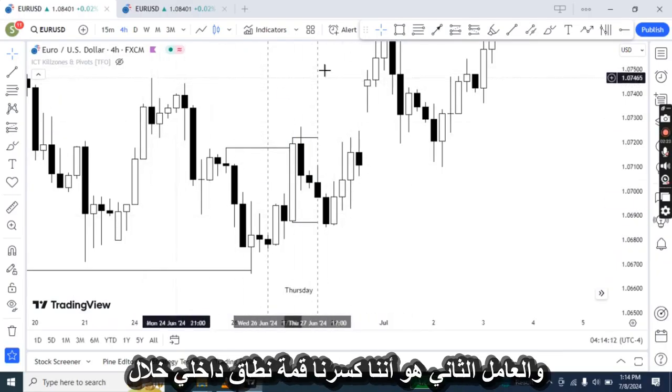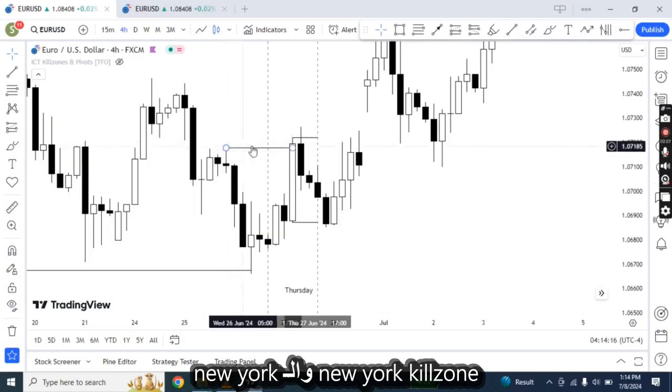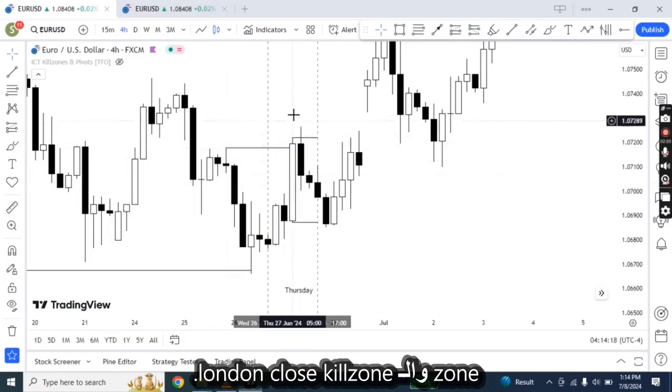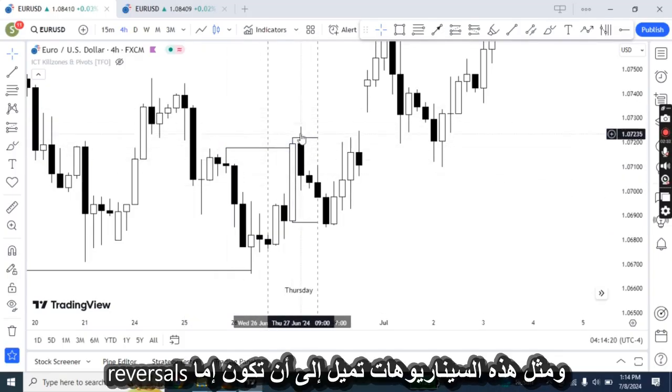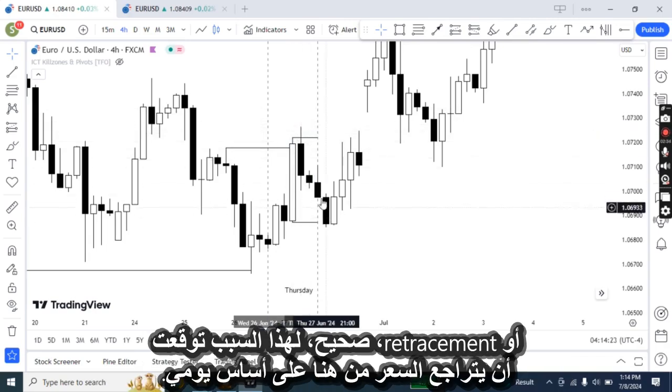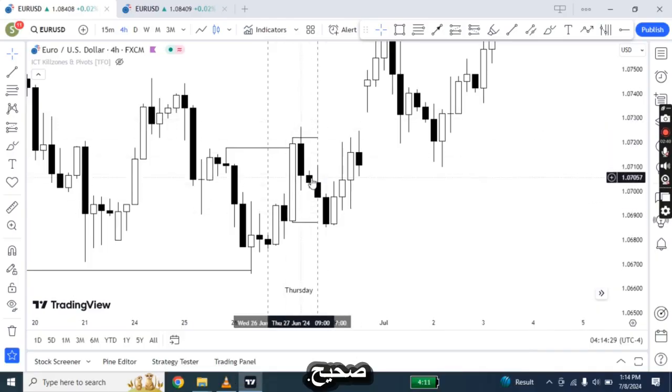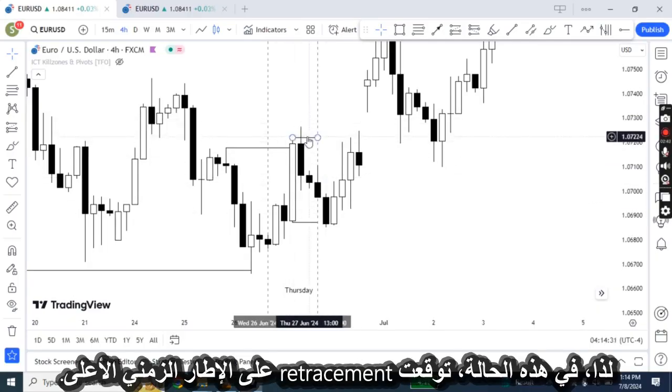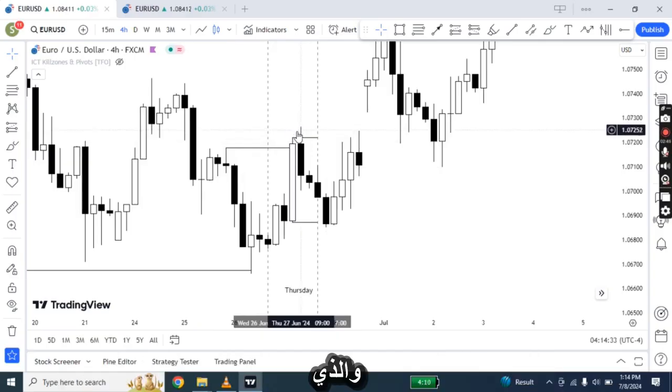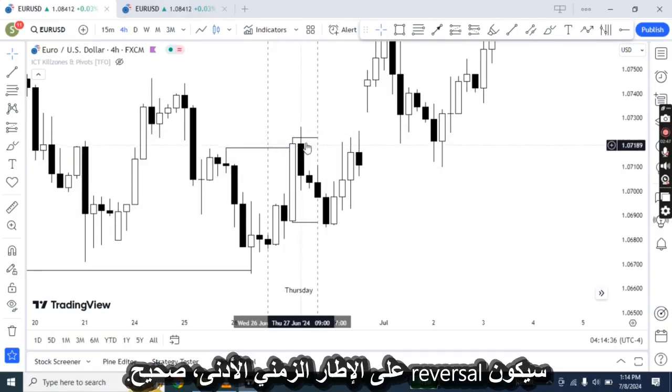And the second factor is that we've taken out an inside range high during the New York kill zone and the London close kill zone, and such scenarios tend to be either reversals or retracements, right? That's why I expected price to retrace from here on the daily basis. So in this case, I expected a retracement on the higher time frame, which is going to be a reversal on the lower time frame, right?